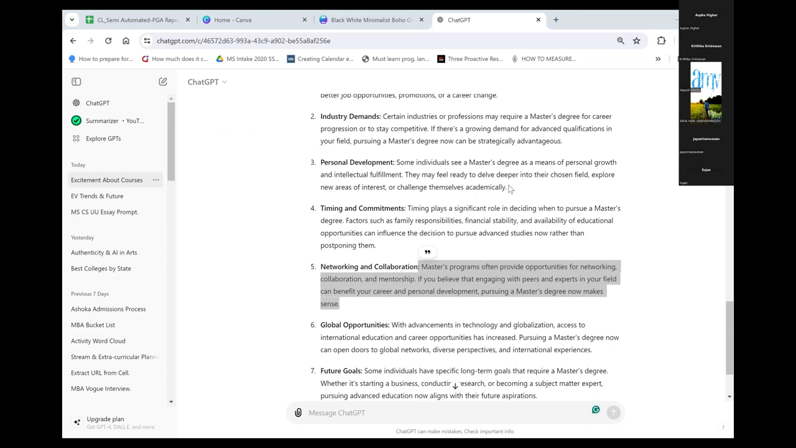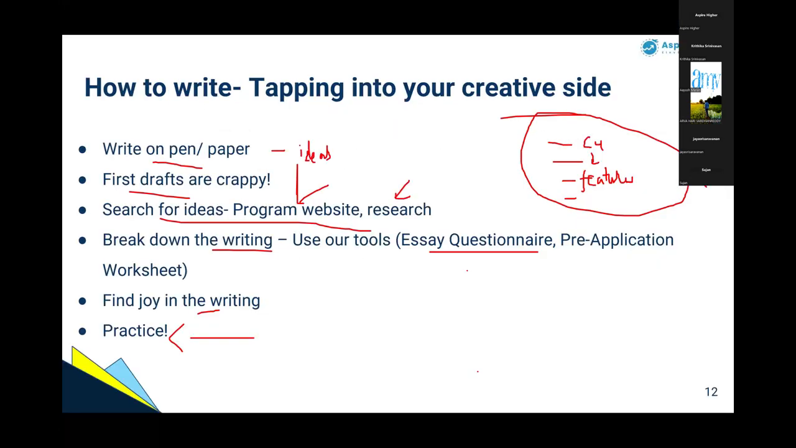Why do I care about how you start writing your essays? I want to go back to this particular aspect. I don't want you guys to think that you don't have the ability to write. Everybody has the ability to write.